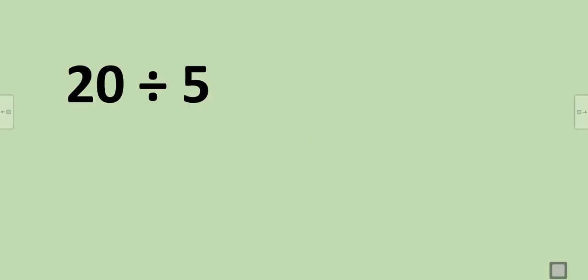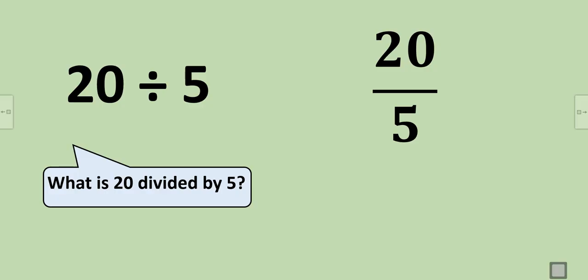So let's think of a fairly straightforward division, which is 20 divided by 5, and that's how we'd write it mathematically. But we could also write it like that, and perhaps in different ways. But let's just look at those two, because they're probably the main ways that we use. And then let's think about it in language, because I think the language is going to really help us to understand this. So we could say, what is 20 divided by 5?